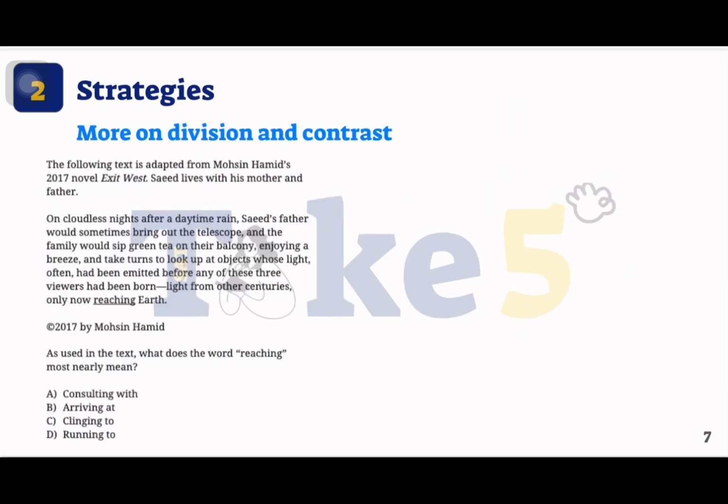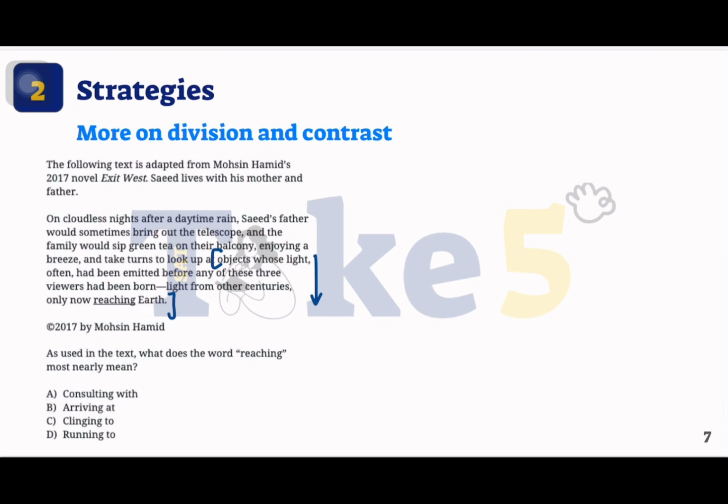You can see how this is a very powerful strategy, especially with this type of text and also in a more advanced question like this one. It's important to notice how the sentence we want to focus on analyzing is this part here: objects whose light often had been emitted before any of the three viewers had been born, all the way to only now reaching Earth. The trickiest part is probably to divide the two parts here.